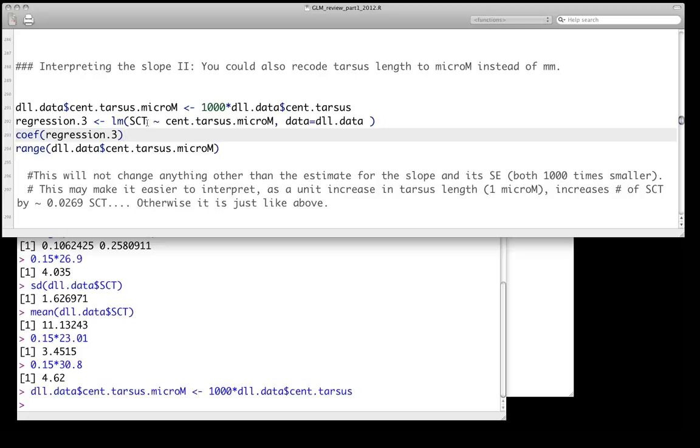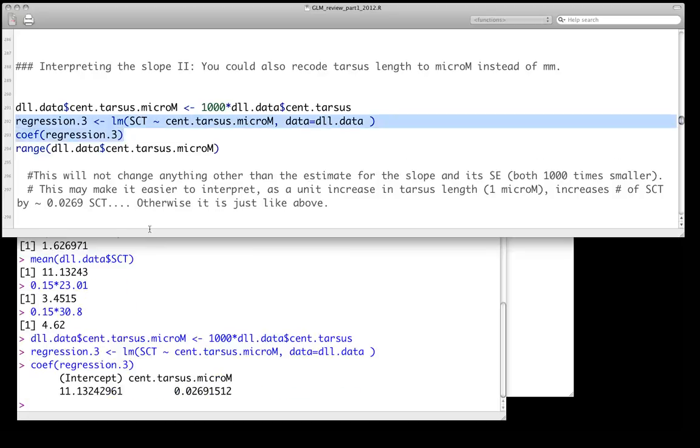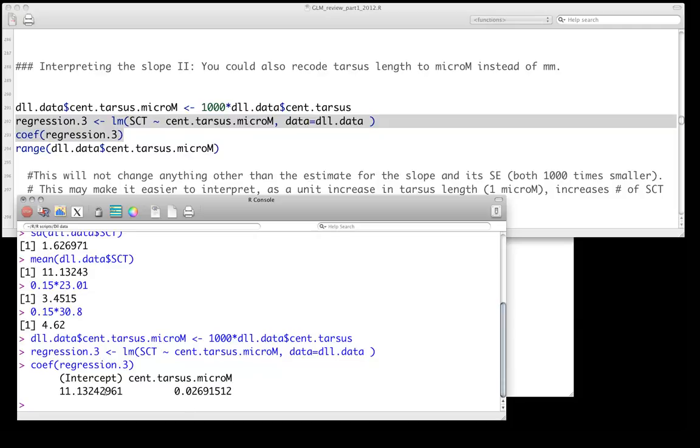We can refit the model. Of course, I think you probably can imagine what's going to happen here. It's not going to really change our interpretation. Our intercept is the same. The only thing that changes is where the decimal place is for the slope now. So instead of it being 26.9, it's 0.0269. And that's basically saying for every micrometer increase in tarsus length, we expect an increase of 0.027 sex comb teeth.